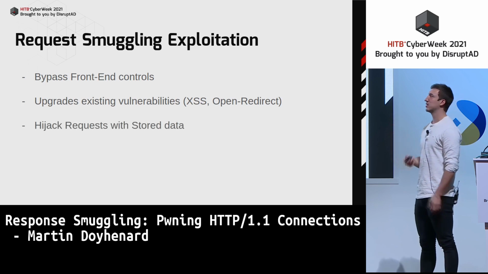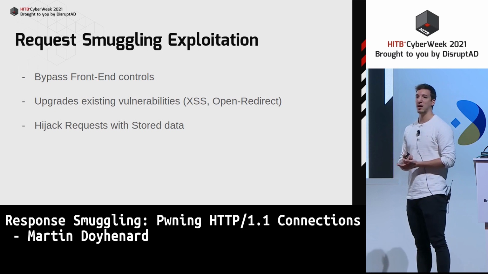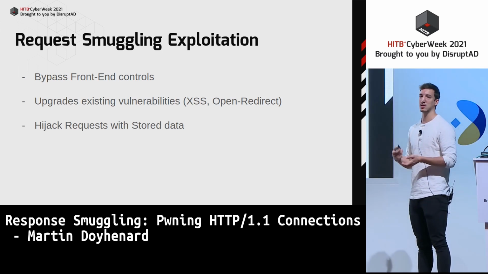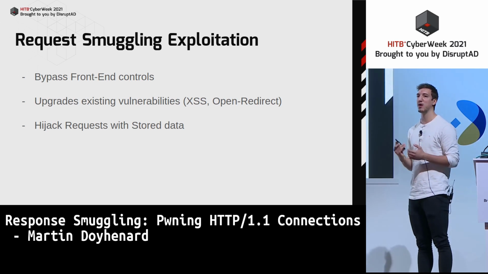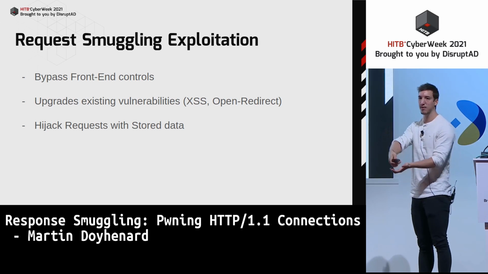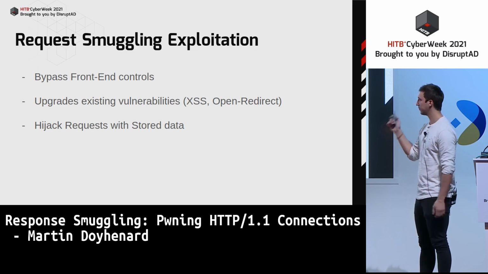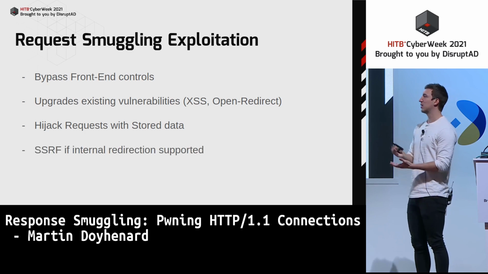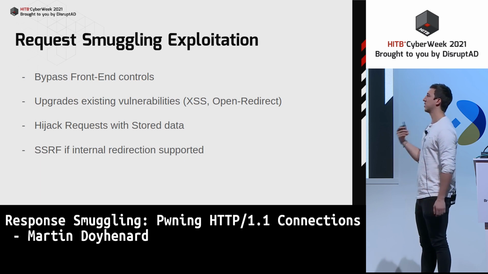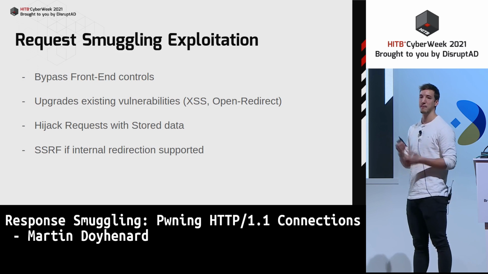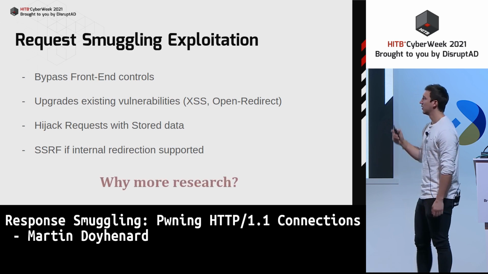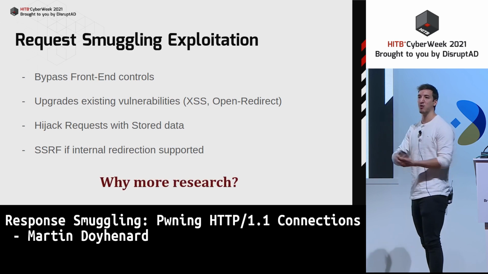We can also hijack victims' requests, where if we are able to store the request using some kind of storing and retrieving feature, such as an email, we could use the prefix to be a request to one place that we can later retrieve the information. And we can also cause some other kinds of attacks, such as server-side request forgery, if there is an internal redirection supported, or other more interesting attacks, but they are much more complex. So this is all request smuggling.